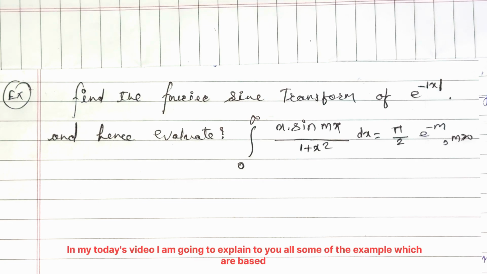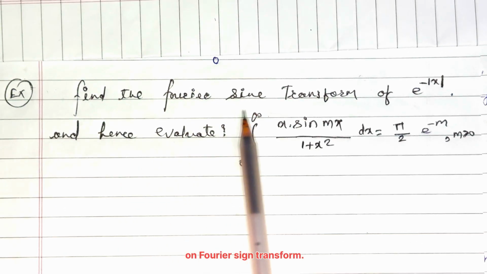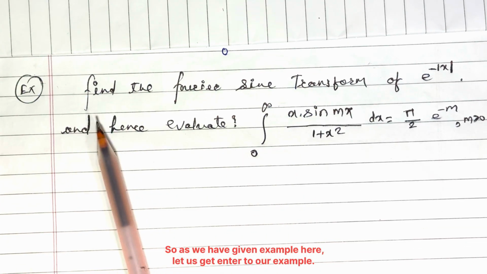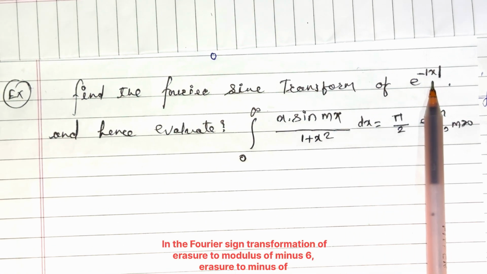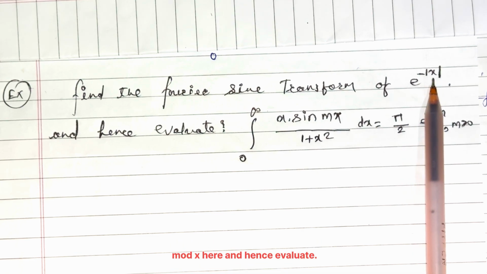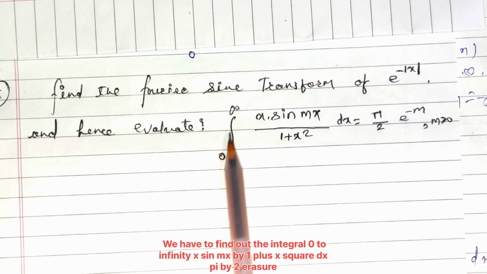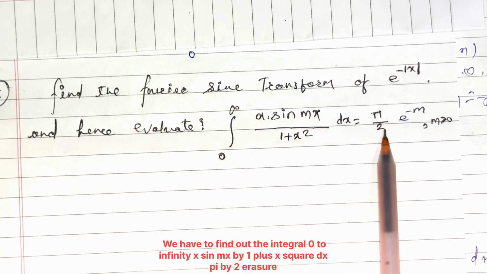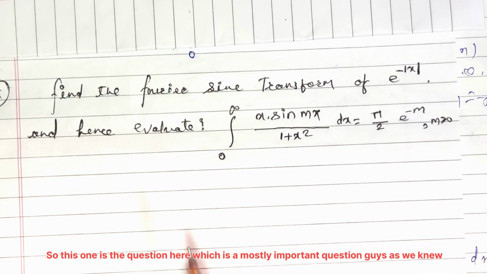In today's video, I'm going to explain some examples based on the Fourier sine transform. Let's get into our example. Find the Fourier sine transformation of e raised to minus of mod x, and hence evaluate the integral from 0 to infinity of x sine mx by 1 plus x square dx, which equals pi by 2 e raised to minus m, where m is greater than 0. So this one is the question here.